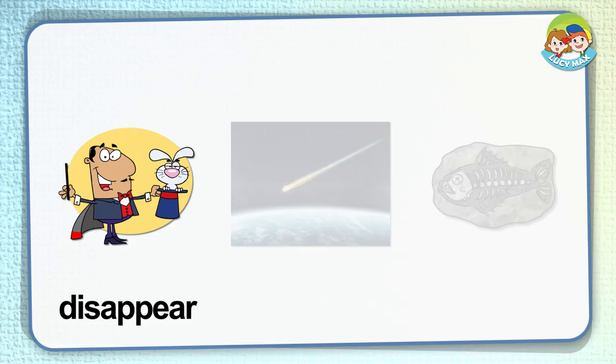Disappear. If something disappears, we can't see it any longer. Now you see a rabbit in the hat. But if the magician tricks it, you can't see the rabbit in the hat. We say the rabbit disappears.